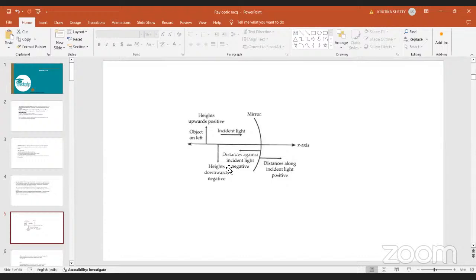Then next, the sign convention. In the sign conventions, mainly we have 4 points. The first point is that all the measurements are done from the pole. So the pole is like an origin. Then right side measurements are taken as positive, and left side measurements are taken as negative. If you consider this as a mirror, this is the pole. All the measurements are done from the pole. The right side measurements are positive, the left side negative. The above measurements are positive, and the below measurements are negative. So these points we have discussed.